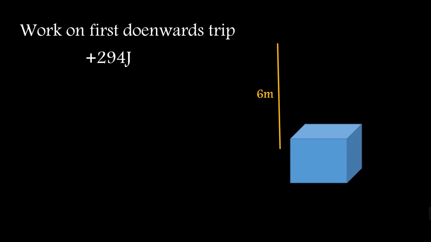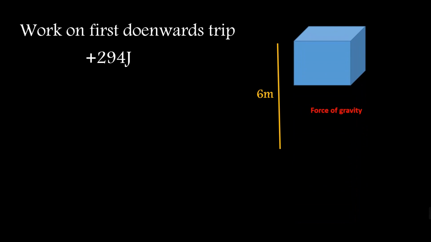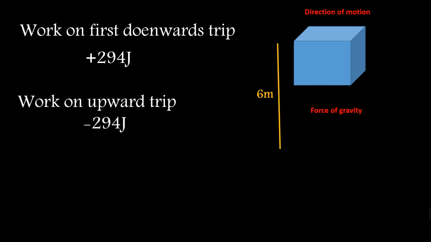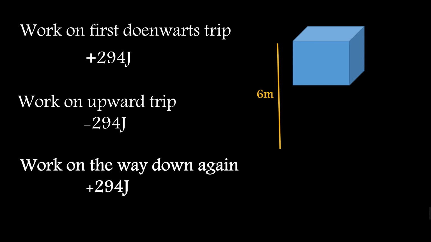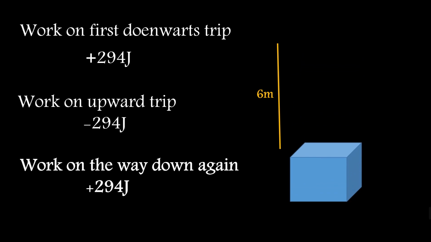Now let's start over. Say that the mass again moved down 6 meters, but then it moves up 6 meters. The work done by gravity for the first down trip was 294 joules. Then, for the upward trip, since the gravitational force is in the opposite direction of the motion of the mass, the work done by gravity will be negative 294 joules. Then for the last trip downward, the work again is positive 294 joules. That means the total work done on the mass from the gravity is still 294 joules.